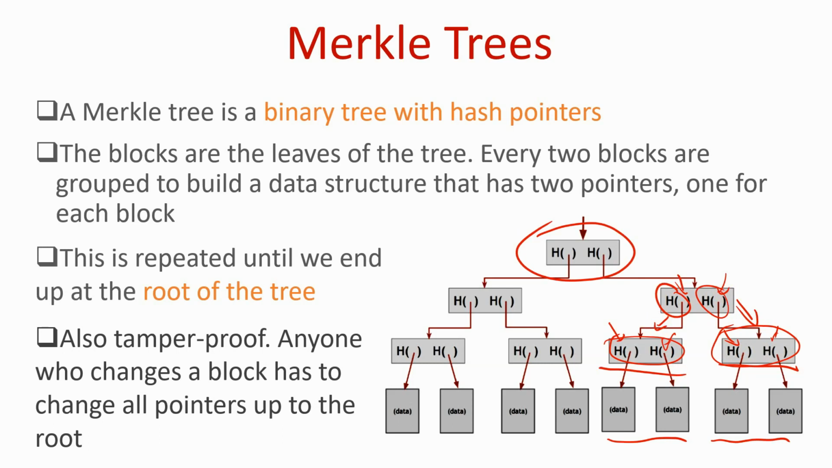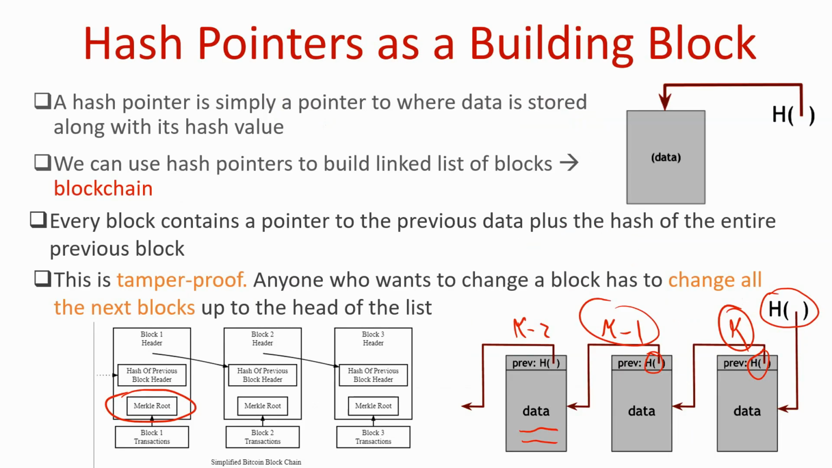This is also tamper-proof because if you change the transactions, let's say in this block, then they are not going to match the hash pointer in this level, and it's not going to match the hash pointer in this level, and so it is not going to match the Merkle root. And so if we go back to the structure, we see that every header only stores the Merkle root. And so this is only what you need to search in the Merkle tree.